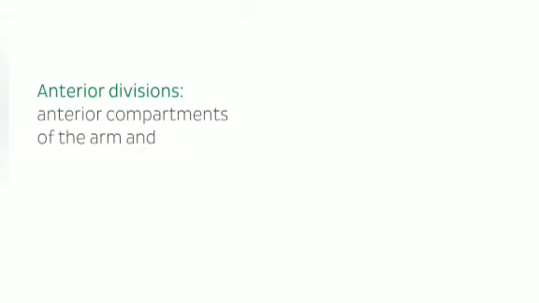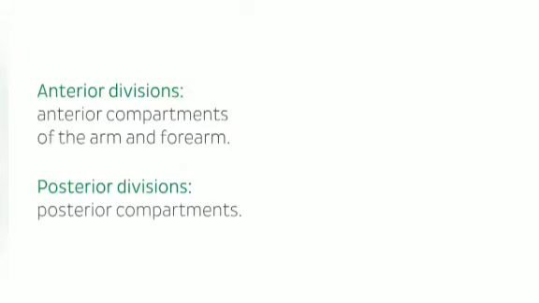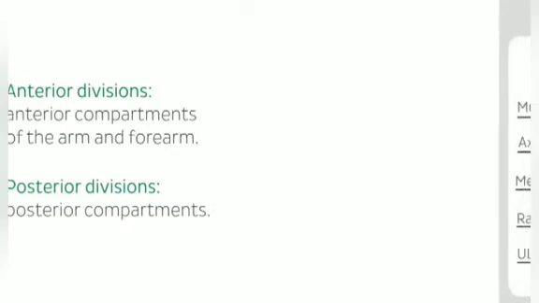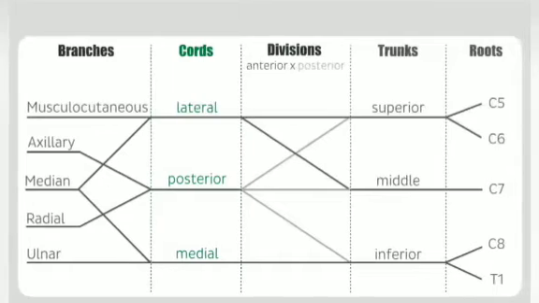The 3 anterior divisions form parts of the brachial plexus that ultimately give rise to the peripheral nerves associated with the anterior compartments of the arm and forearm. Whereas the 3 posterior divisions combine to form parts of the plexus that give rise to the nerves associated with the posterior compartments. The cords follow on from the divisions as the 4th section of the brachial plexus.